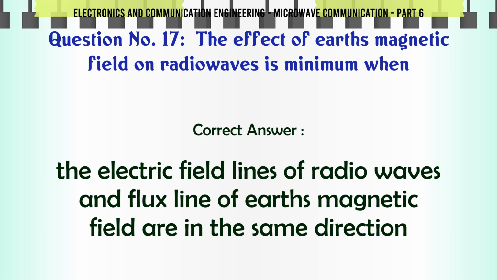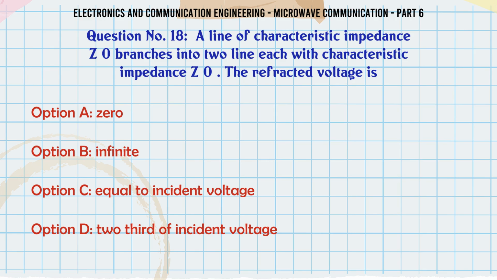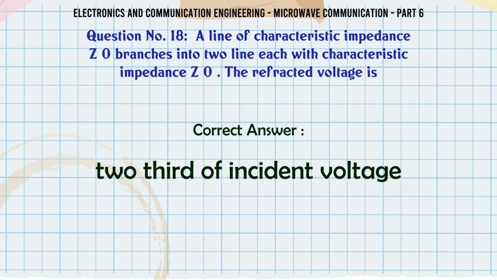A line of characteristic impedance Z0 branches into two lines each with characteristic impedance Z0. The refracted voltage is A. 0, B. infinite, C. equal to incident voltage, D. 2/3 of incident voltage. The correct answer is 2/3 of incident voltage.